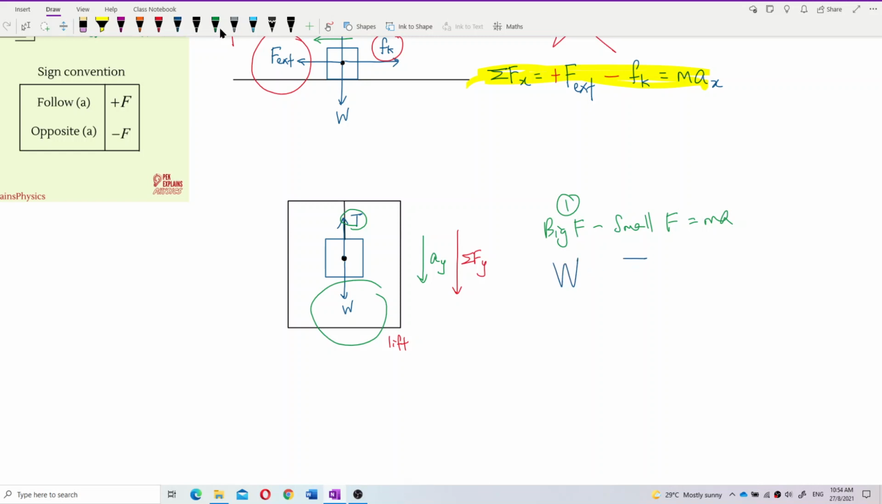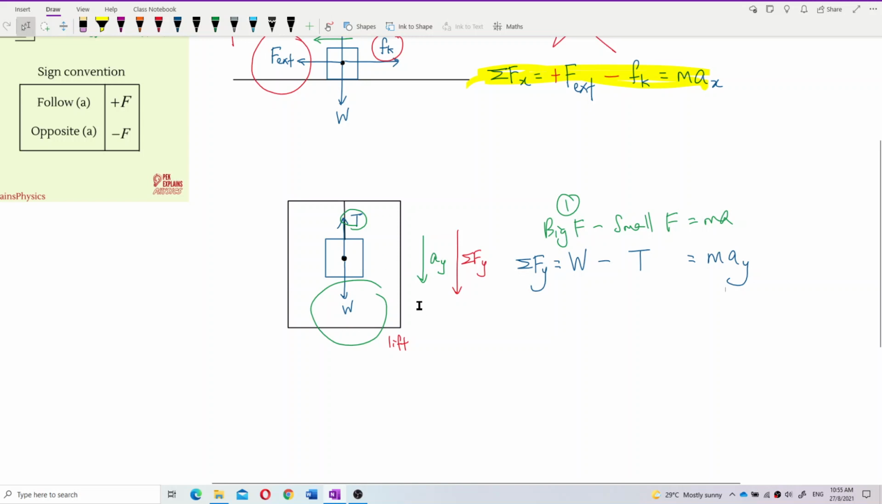So we should write like this. The resultant force, this one in the y component. Understand? Big force is the weight, minus the smaller force, the tension, equal to the acceleration in the y component. Because acceleration is downward, the weight is a bigger force compared to the tension.